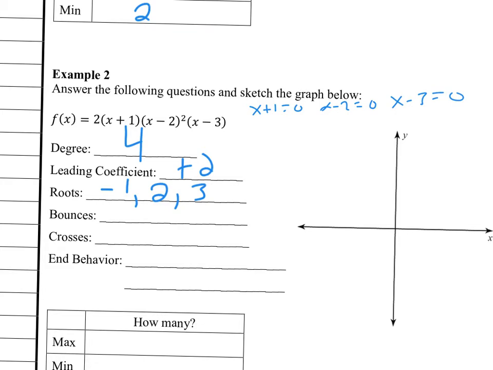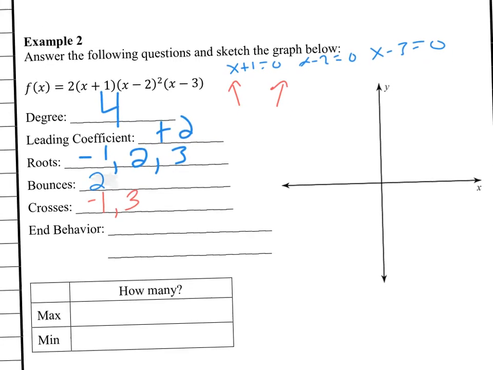Alright, so the bounces occur when we have an even exponent. Right here is the even exponent, that was for the 2. So we're going to have a bounce at x equals 2, and we are going to be crossing at negative 1 and at 3. The end behavior, when we have degree 4 that's positive, is going to look the same as the previous one. Even degree means it's both up or both down. In this case, both are up because we have a positive leading coefficient and an even degree. So that's what our end behavior is going to look like. We'll take a look at that in a second and write that down once we have the graph.